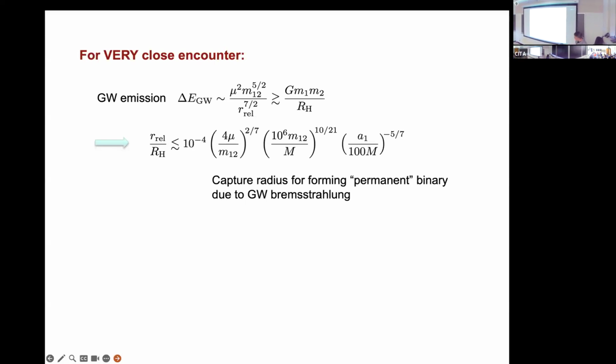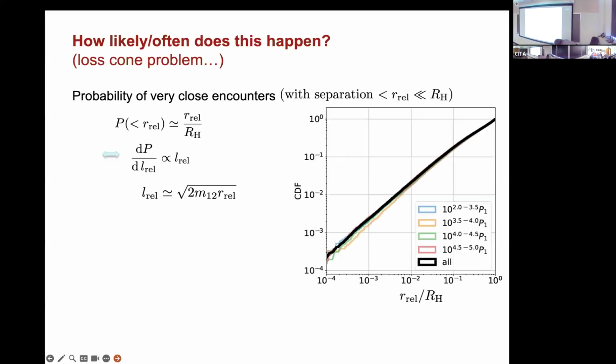And so this is the capture radius for forming a permanent binary due to gravitational wave Bremsstrahlung. It's like electromagnetic Bremsstrahlung radiation, but it's gravitational radiation. So you can ask how likely this is to happen, or how often it can happen. And this is like a loss cone problem that many people may be familiar with.